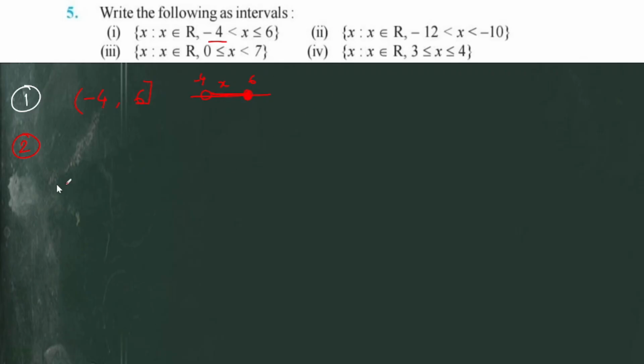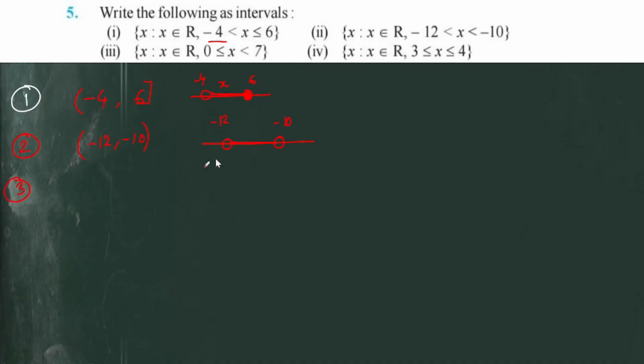Next, number 3, x such that x belongs to R, -12 less than x less than -10. So both points are not included, which means it is an open interval, (-12, -10). If I represent it geometrically, this is -12 and -10, and if I darken it, yes.